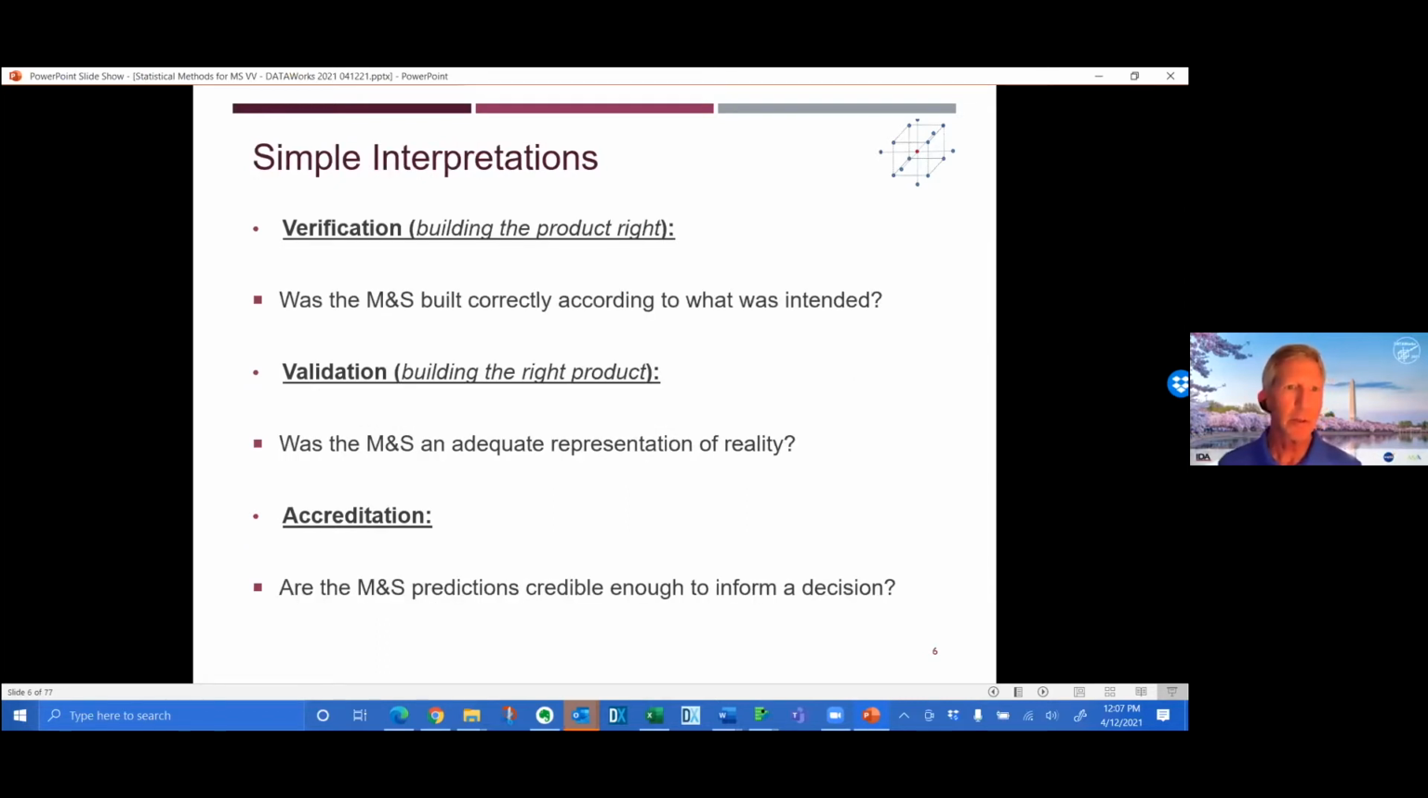We can boil the VVAs down into simpler descriptions, right? Or questions. Building the product right. Is it according to what was intended? According to requirements, a lot of times is one way to be thinking about it. And then validation, thinking about the right product, thinking about whether it's real world, is an accurate representation of reality. And accreditation, of course, is it credible to make an informed decision? So that, again, key in modeling simulation.